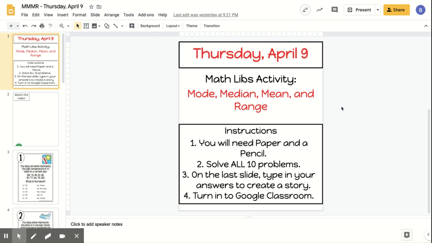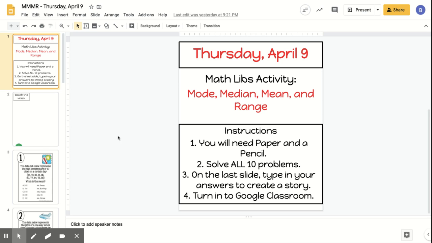And then on the last slide, what you're going to do is take the answer to each question and type it in the blanks. I'll show you in a second, and it's going to create a story. Okay, this is called Math Lives. You will then turn your assignment into Google Classroom.